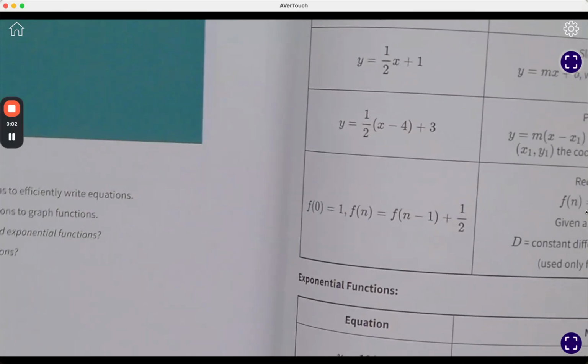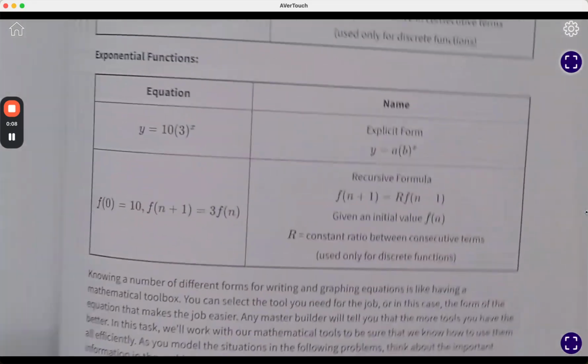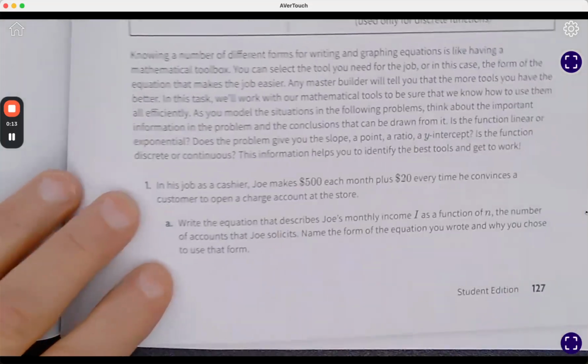Okay, let's do this. All right, this is lesson 11, and we're going to do page 126, 1 through 8. Let's take a look at number 1, shall we?